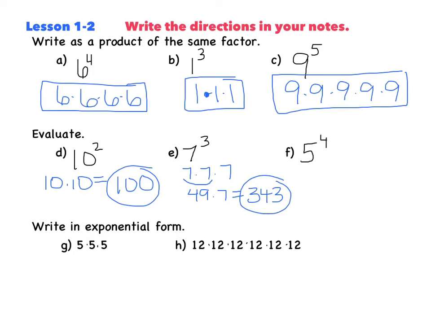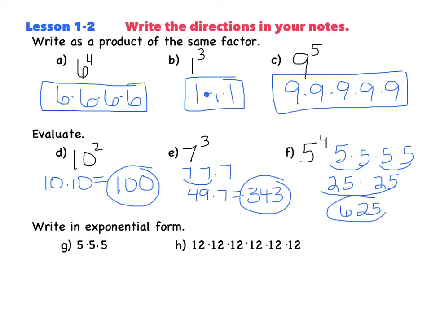Okay. Letter F, we have 5 to the 4th power. So again, we have our 5 times 5 times 5 times 5. We can group these together and look at some of those perfect squares. 5 times 5 is 25. And the other 5 times 5 is also 25. Then if we're looking at 25 times 25, we get 625. So those are finding the value, evaluate. So here again we've got our keyword value right there in the word evaluate.